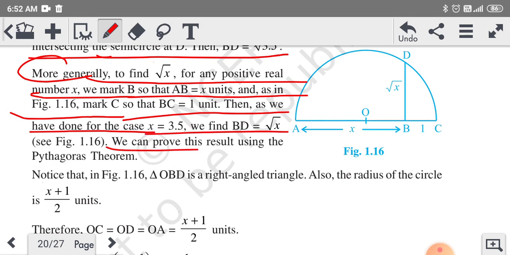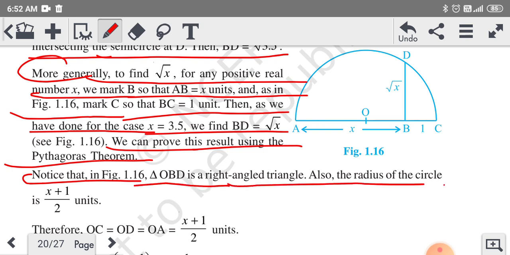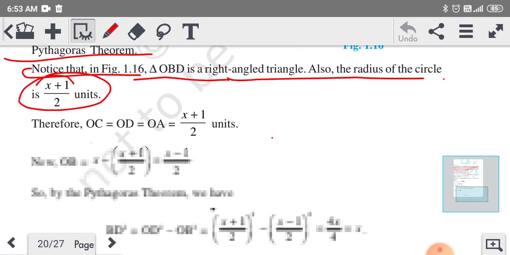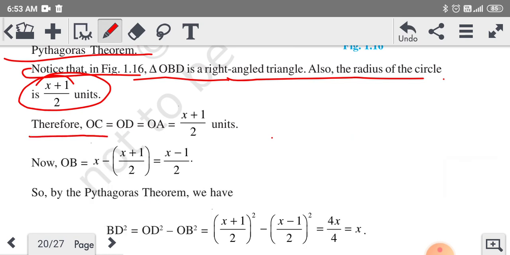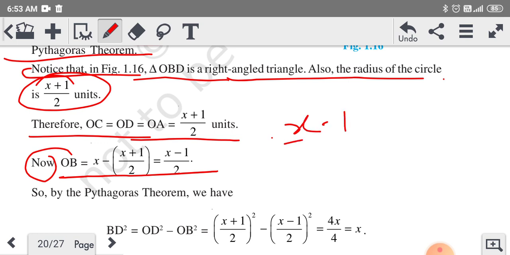We can prove this result using the Pythagoras theorem. Notice that in figure 1.16 triangle OBD is a right angled triangle. Also the radius of the circle is (x+1)/2 units. Therefore OC is equal to OD is equal to OA, that is equal to (x+1)/2 units. Now OB is equal to x minus (x+1)/2, which is equal to (x-1)/2.